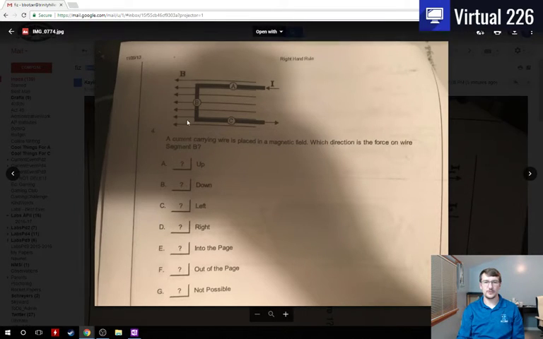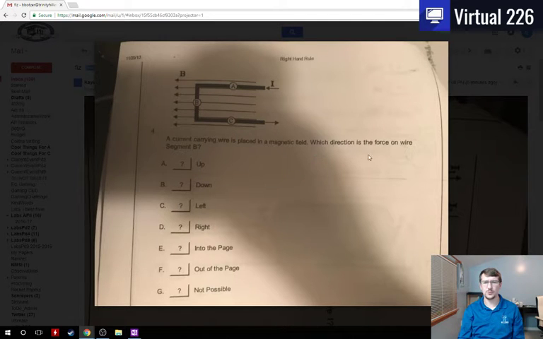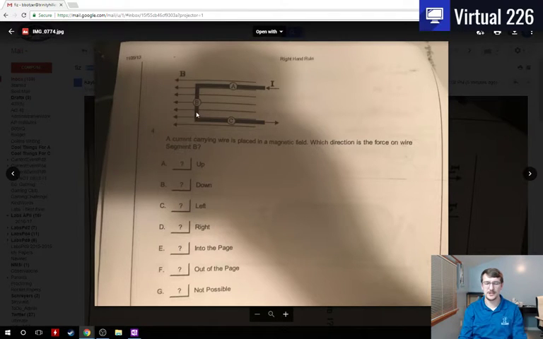Looking at this next one, number 4, a current carrying wire is placed in a magnetic field. Which direction is the force on the wire for segment B? Looking at my current, I'm going left and then down and then over. So my current is going down along this segment.